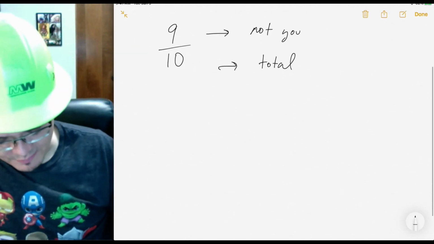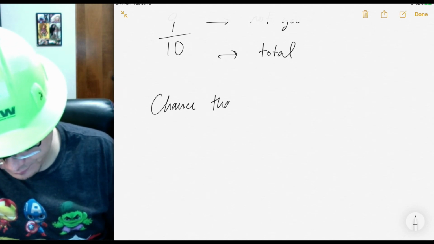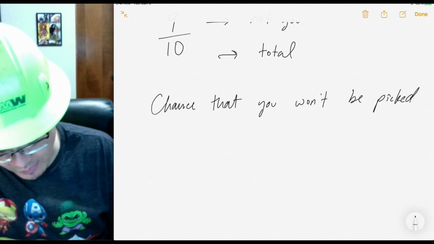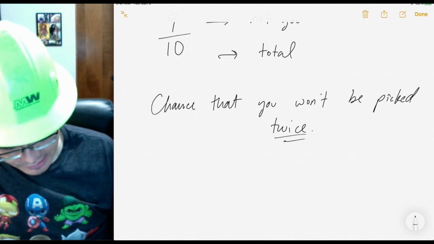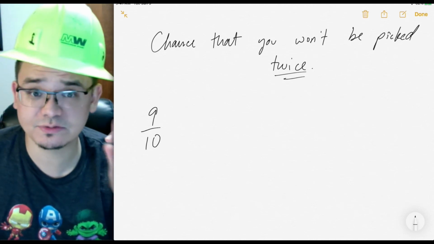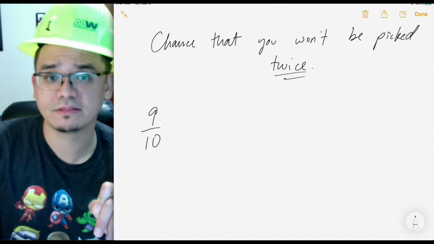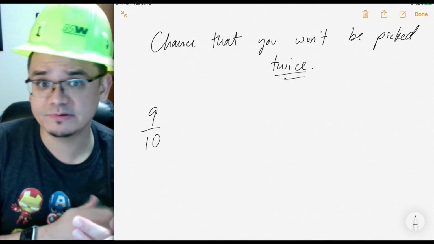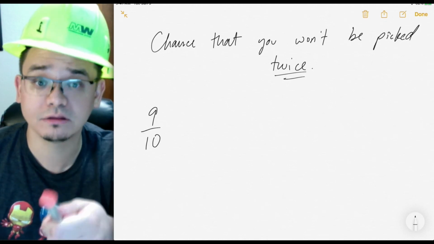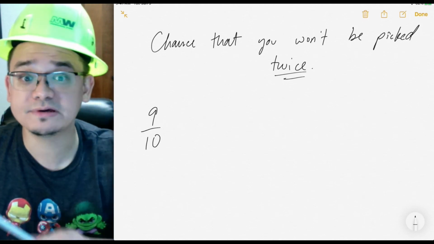So what is the probability, the chance, that you won't be picked twice? On the first pick, it's 9 out of 10. So there's a 9 out of 10 chance that you will not be picked in the first go around. But if we're throwing the name away after we pick that name, the next go around, it's not 9 over 10. In fact, in the next go around, only 9 names are in the hat, and only 8 of them are not you. So on the next go around, there is an 8 out of 9 chance that you will not be picked.